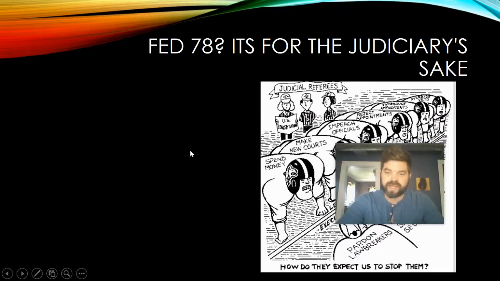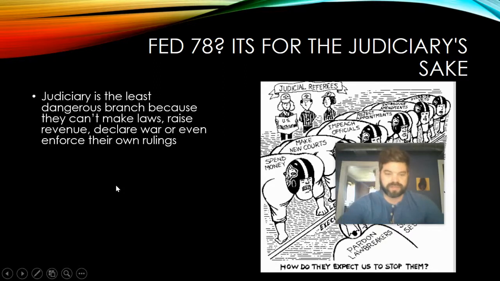Fed 78, it's for the judiciary's sake. The judiciary is the least dangerous branch. They can't make laws. They can't raise revenue. They can't declare war or even enforce their own rulings.